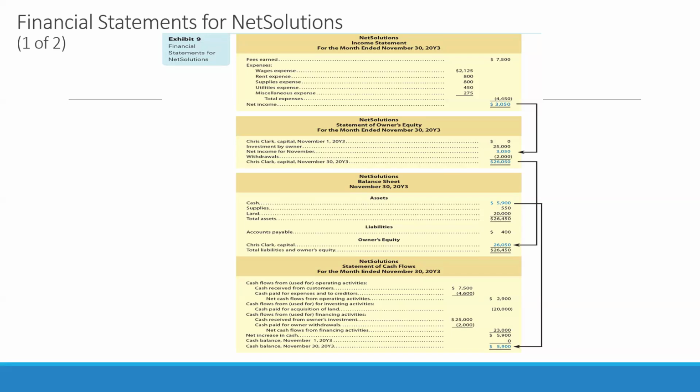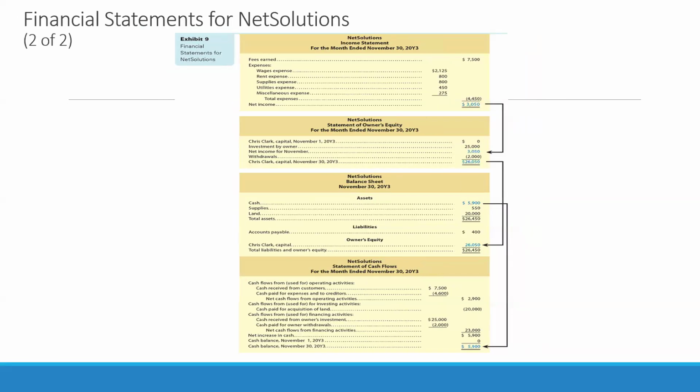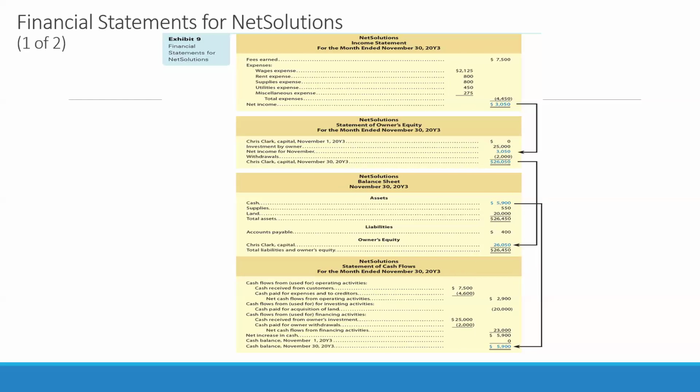As you can see, the balance sheet has cash, supplies, land, accounts payable, Chris Clark Capital, and then the statement of cash flows has the cash that you receive from customers, the cash that you pay to customers, the cash paid for land, owner's investment, owner withdrawals. And the income statement has all your revenues, all your expenses, and then the statement of owner's equity has the changes to equity, which is investment in the business, and then your net income, and then the withdrawals.